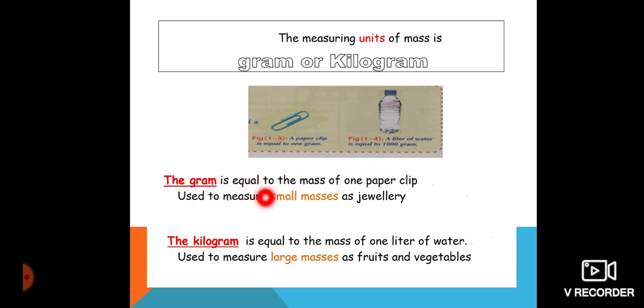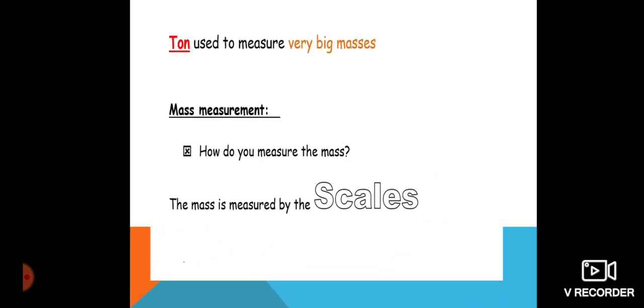The gram is equal to the mass of one paper clip, used to measure small masses such as jewelry. The kilogram is equal to the mass of 1 liter of water, used to measure large masses such as fruits and vegetables. Ton, used to measure very big masses.